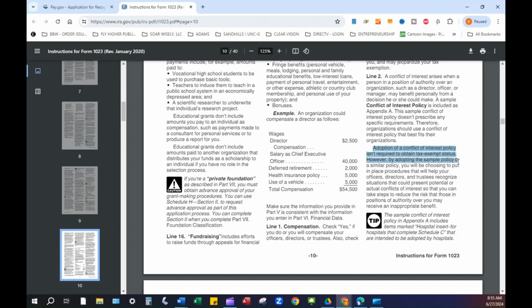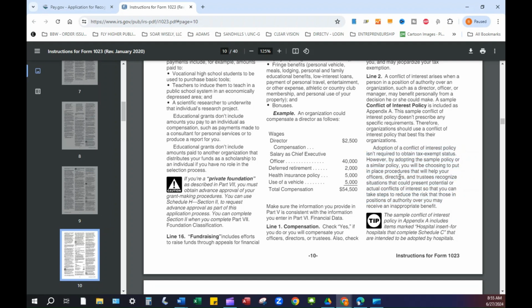However, by adopting the sample policy, that's the one that's in Appendix A, or a similar policy, you will be choosing to put in place procedures that will help your officers, directors, and trustees recognize situations that could present potential or actual conflicts of interest so that you can take steps to reduce the risk that those in positions of authority over you may receive an inappropriate benefit.